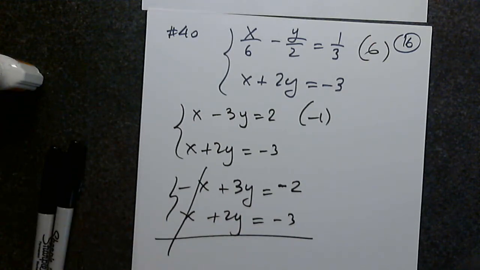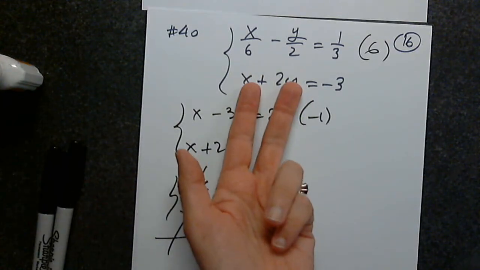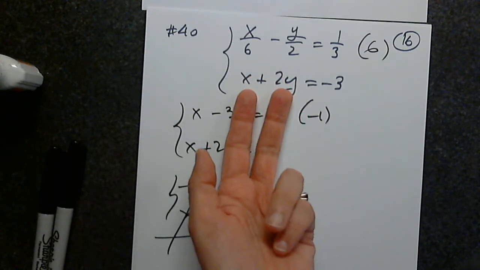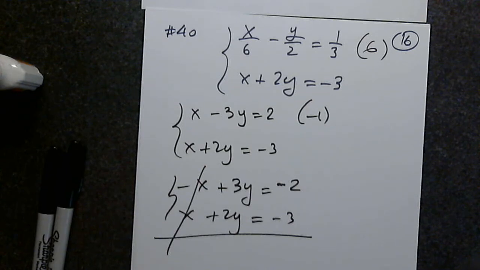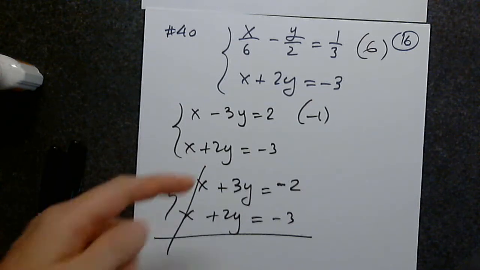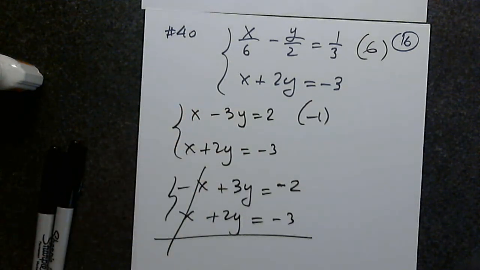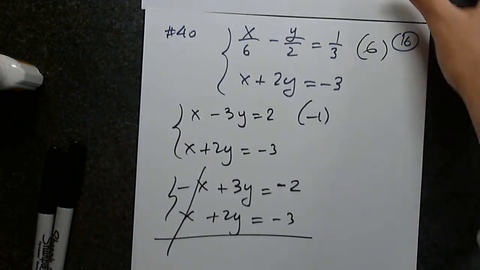Now, something I didn't say, but I'm sure you realize, is that terms with x have to be below terms with x, and terms with y have to be below terms with y, and the equal symbol below the equal symbol, with the free terms below each other. If you have it reversed, like 2y plus x, you have to rearrange it. So please keep that in mind.